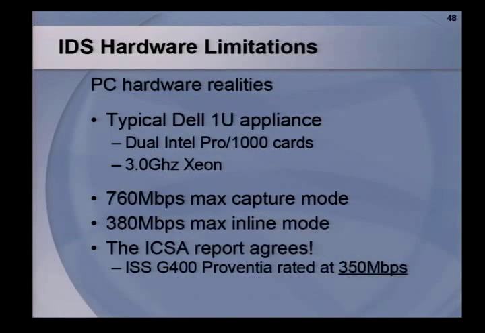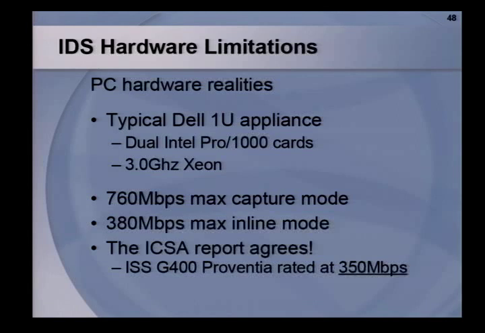So, a little bit about the realities of hardware appliances. A certain vendor uses a dual Intel Pro/1000 card in their appliance. That's a pretty beefy Intel card, about as good as it gets when it comes to PC commodity hardware and network cards. They've got a 3 gigahertz Xeon processor in that box. It's your standard Dell 1U rebranded appliance. The max capture mode for that box is 760 megabits per second. That's just as fast as that hardware can go. Whatever that vendor tells you otherwise doesn't matter, because that's what the hardware can do. Unless they've got some magic wormhole going from the CPU to the network card, it's not going to happen.